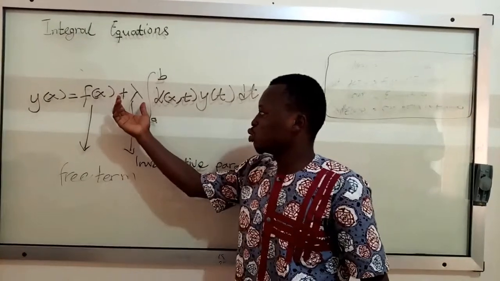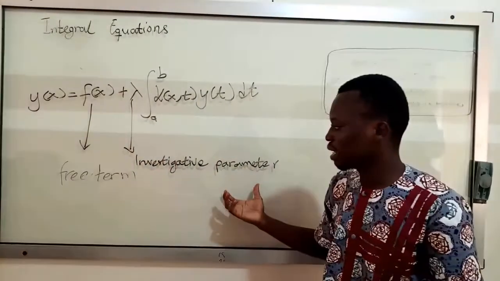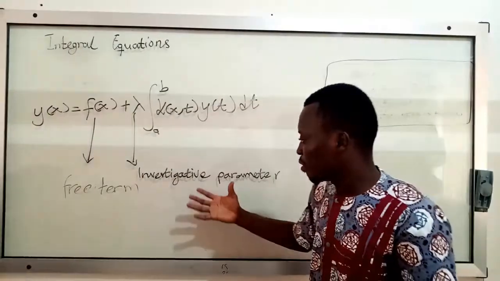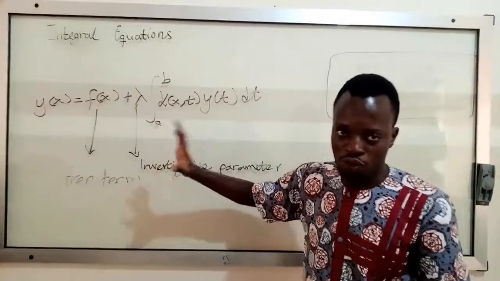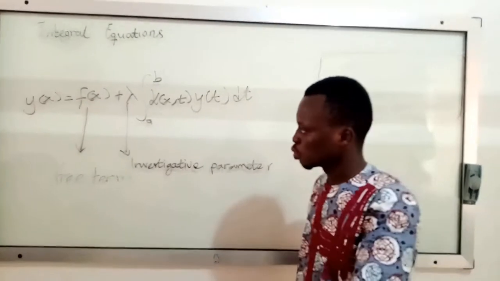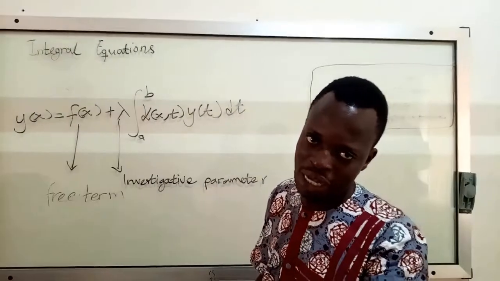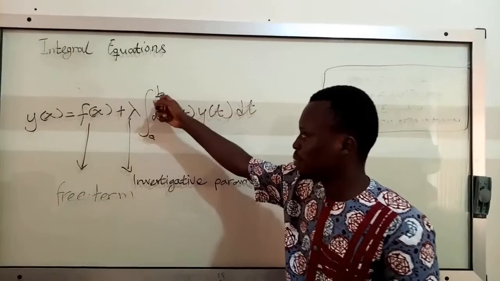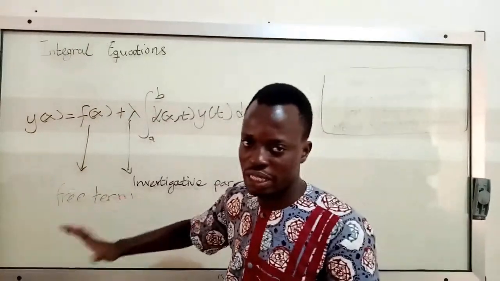This lambda, the investigative parameter, is introduced to check the variation of the problem. If lambda is allowed to vary, the solution may not exist for a particular value of lambda. So the solution may exist if lambda is allowed to vary. Now let's move on to this part. The a and b are just the limits of integration.